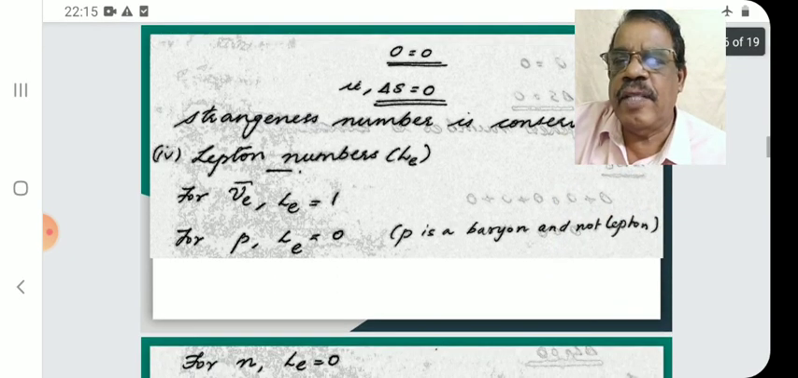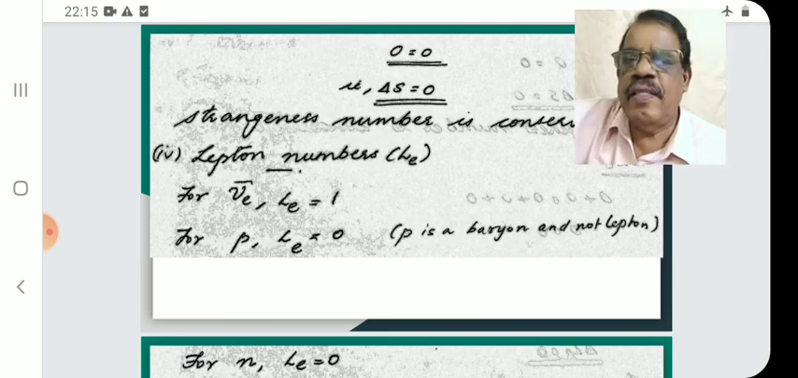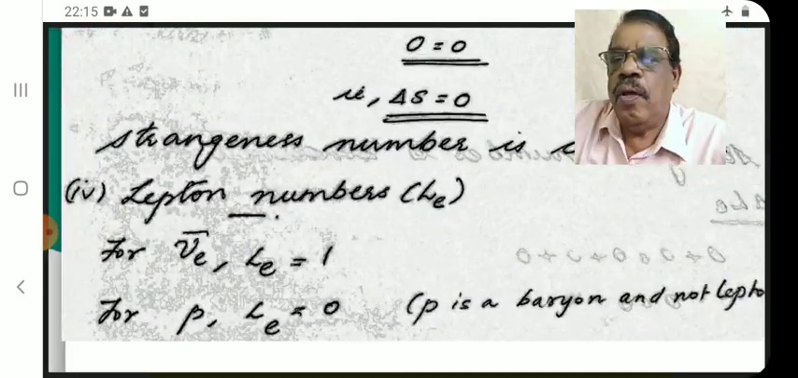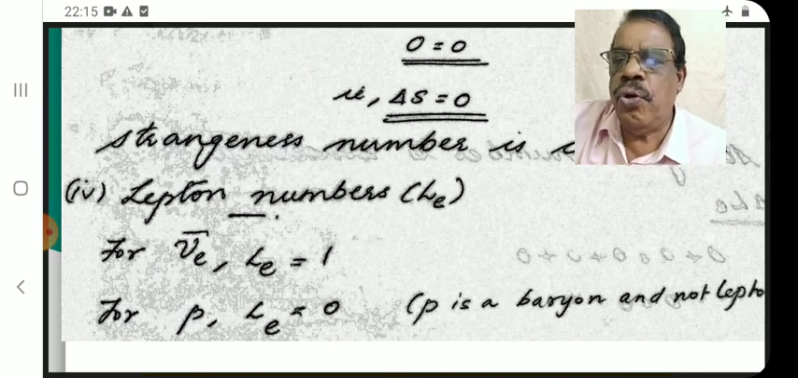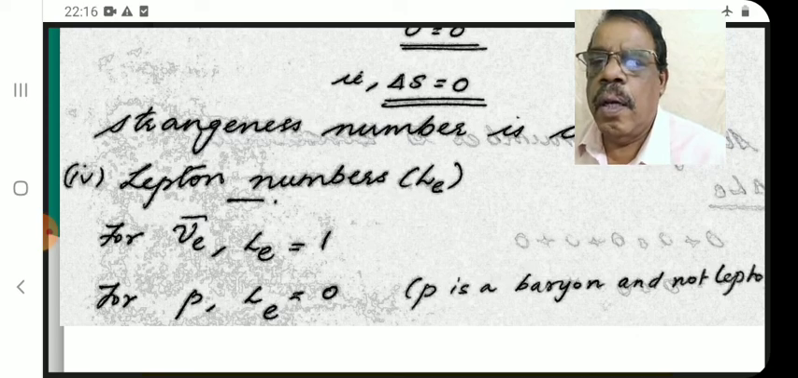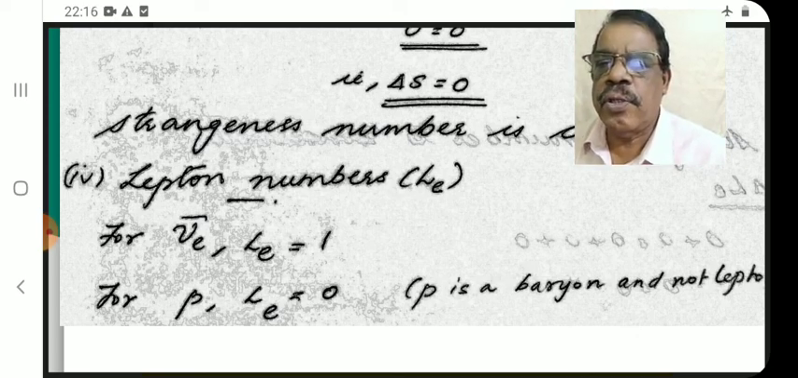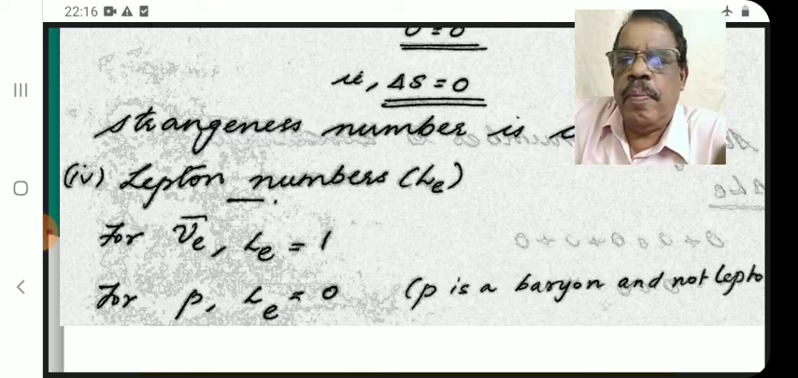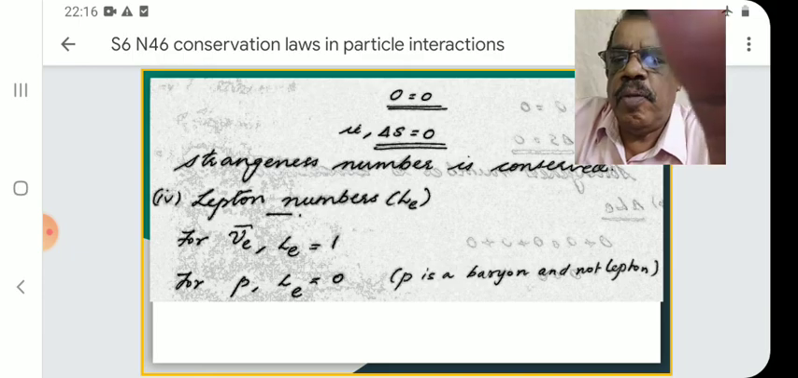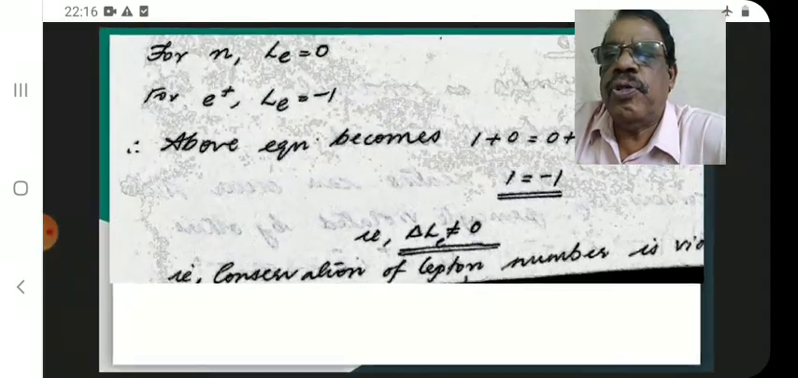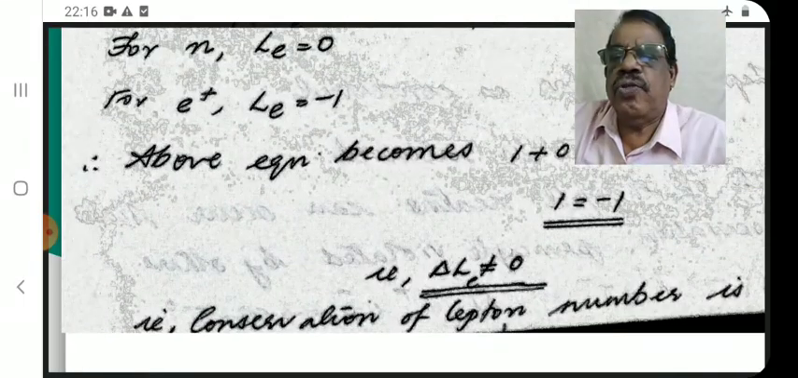Strangeness number is conserved. Now we consider lepton number, electron-lepton number. For electron neutrino, antineutrino, lepton number L equal to 1. Proton L is equal to 0. Proton is not a lepton. It's a baryon. So lepton number is 0. For neutron, lepton number is 0. For positron, lepton number is -1.